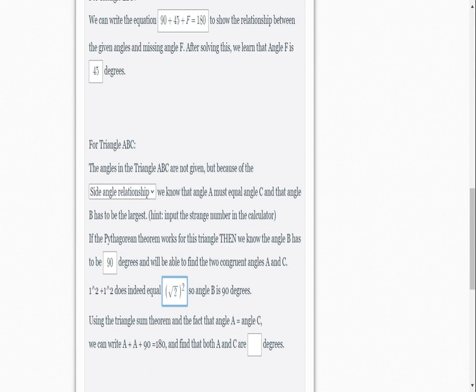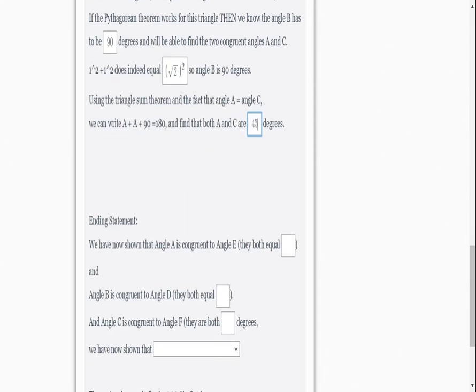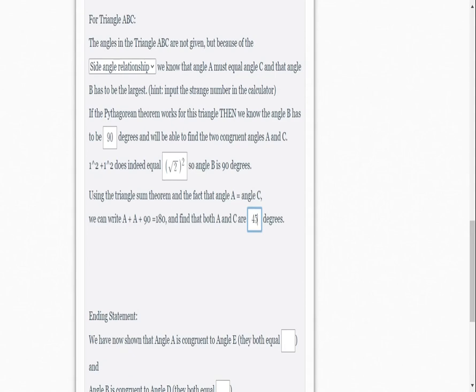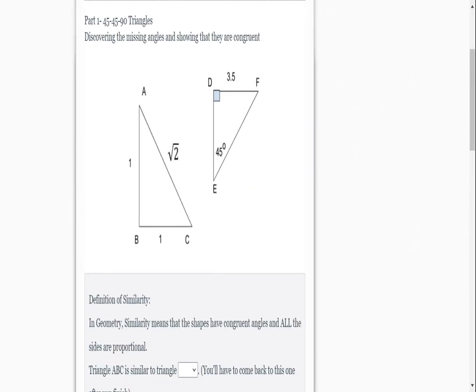Using the triangle sum theorem, and the fact that angle A is equal to angle C, we can write this statement here. Two of the same angles plus 90 equals 180. So A and C both have to be 45. And so we've proven all the angles, right? We showed earlier that this one's 45, 45, 90. This one now is also 45, 45, and 90.